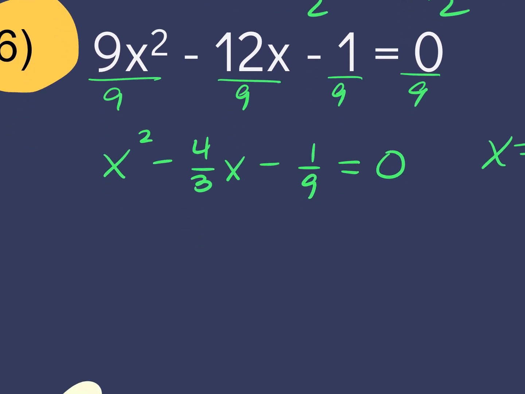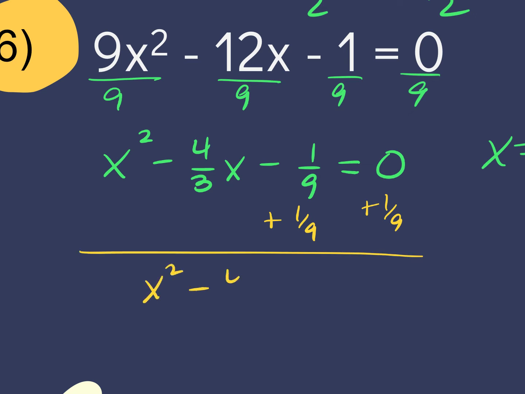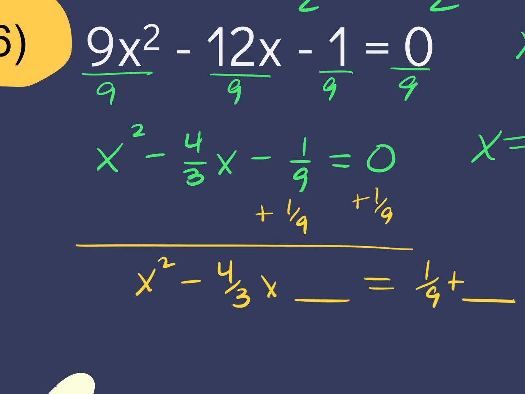So we're going to move the constant. I'm going to add 1/9 to both sides. Simplify it to make it easier, otherwise your numbers are going to get really large. Leave the blank space, the 1/9, and then another blank space.